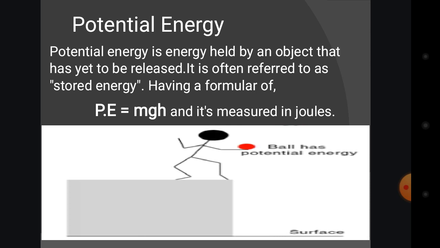If you release it to come down, then it is no longer potential energy. It is kinetic energy, which we will talk about. So anything that you lift up, or that is at the top, contains potential energy because it is stored, and it is measured in joules.